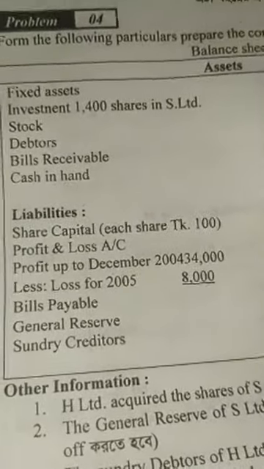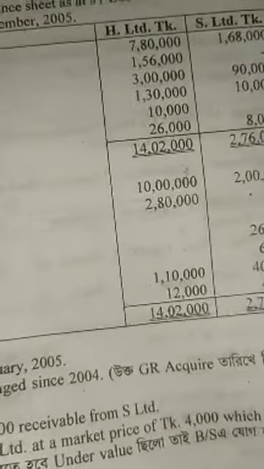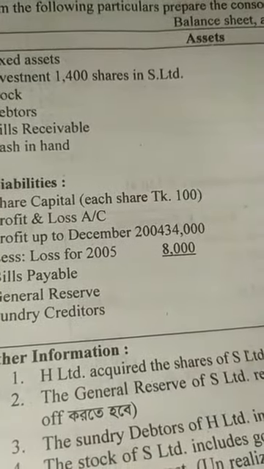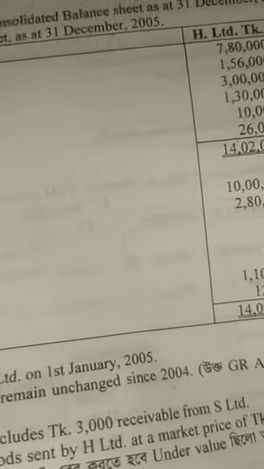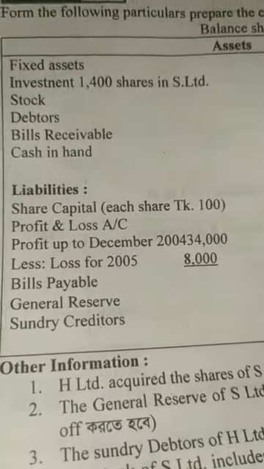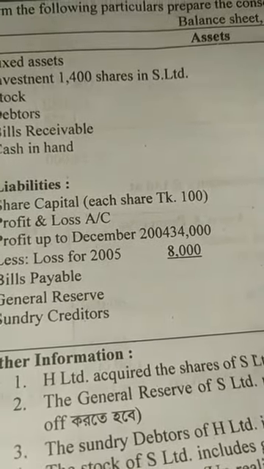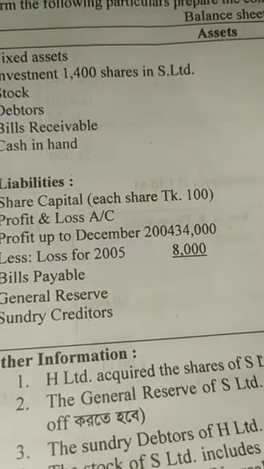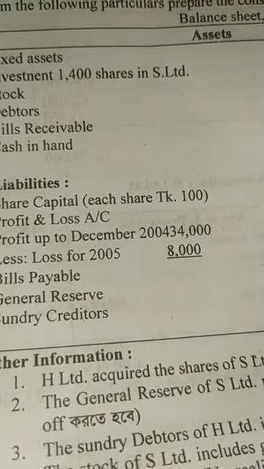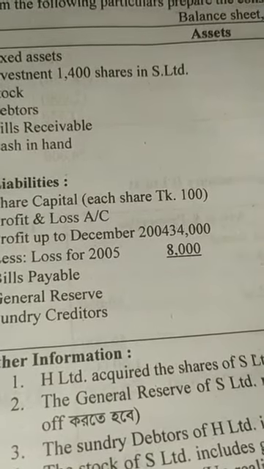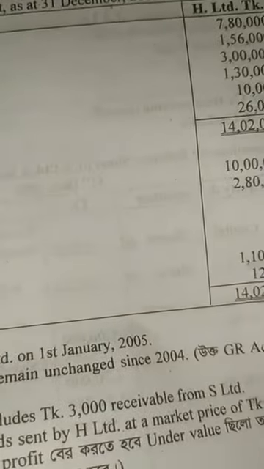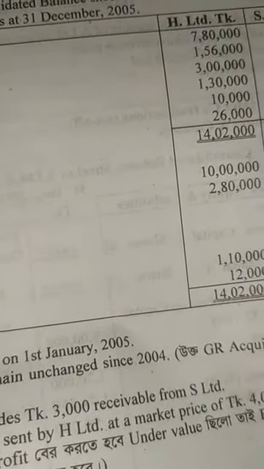Now assets, fixed assets 7,80,000 and 1,68,000. Investment: 1400 shares in S Limited, 1,56,000. What does the entry mean? Here H Limited, our holding company, bought 1400 shares of the subsidiary company by investing taka 1,56,000.